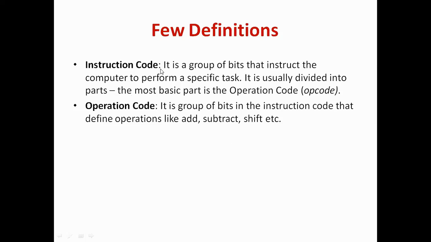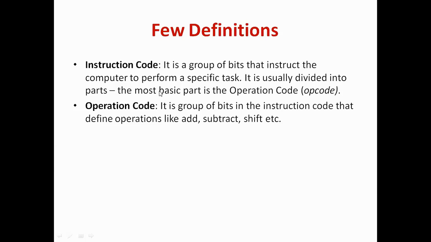One of the definitions is instruction code. What is an instruction code? An instruction code is a group of bits that instruct the computer to do a certain task. So these bits tell the processor, the computer, what it has to do. These bits are called an instruction code.